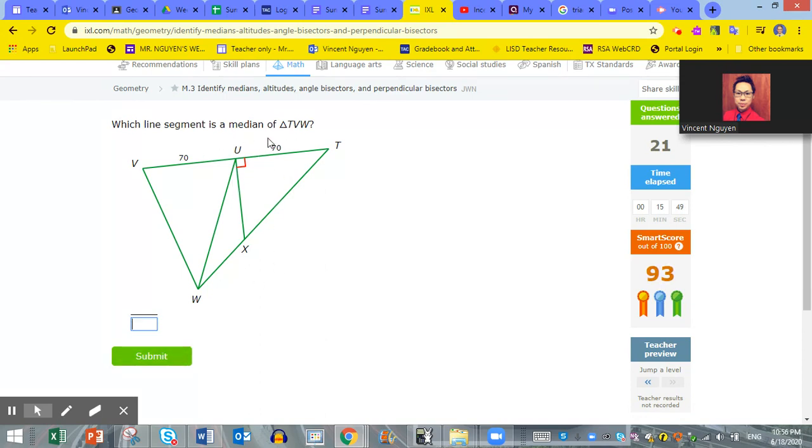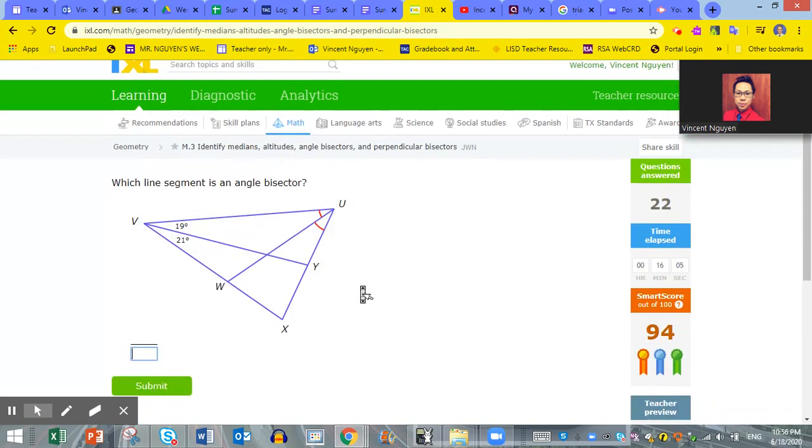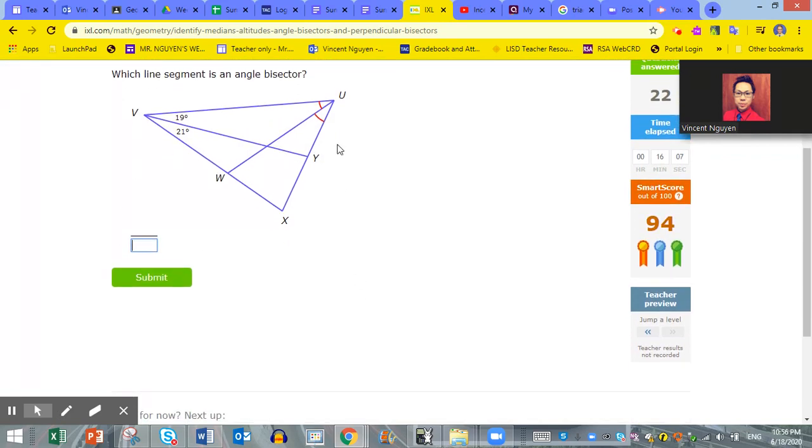Median. A median goes from the vertex to the midpoint. So, all right, pay attention. XU doesn't come from the vertex. So I'm going to say WU. There you go. Okay, just hit enter.